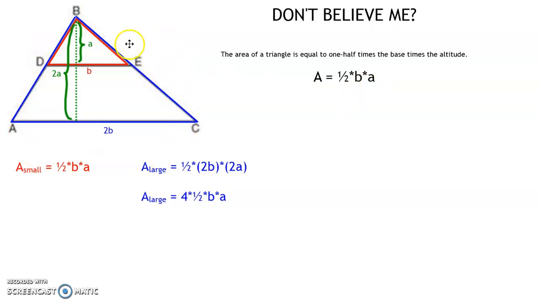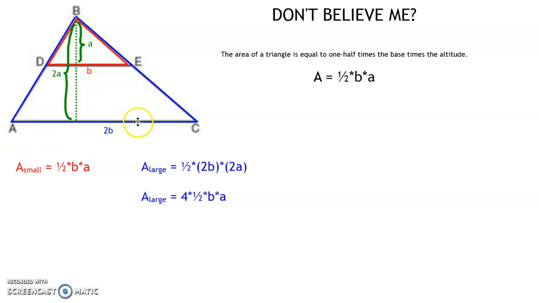I know that in this triangle, I have this smaller triangle, BDE, and the larger triangle, ABC. The area of this small triangle is equal to 1/2 times the base times the altitude. This is the base here, and this is the altitude here. However, I know that the altitude of this larger triangle is twice as large as the altitude of the smaller triangle, because, well, that's a midsegment.